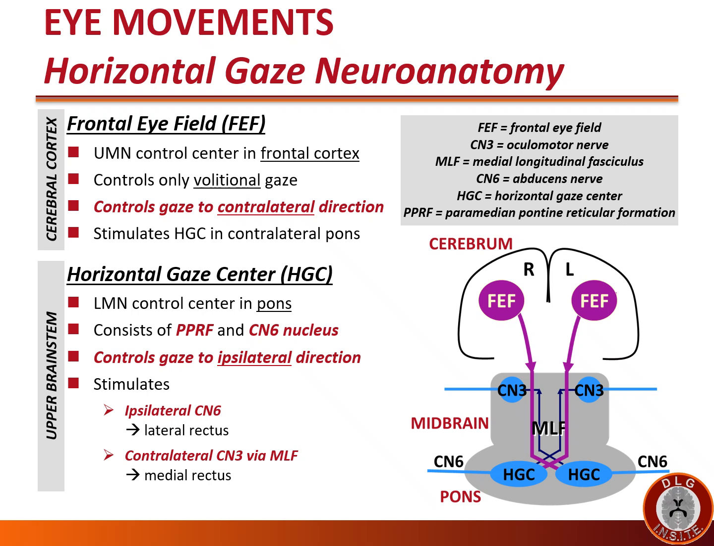And the horizontal gaze center controls gaze to the ipsilateral direction by stimulating the ipsilateral cranial nerve 6, which makes the lateral rectus contract, and then via this little highway going backwards called the MLF, the medial longitudinal fasciculus, which goes from the horizontal gaze center to the contralateral medial rectus subnucleus in cranial nerve 3. So it makes the medial rectus go in the same direction that the lateral rectus is going.